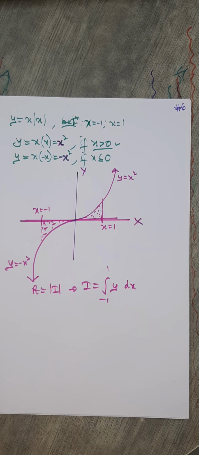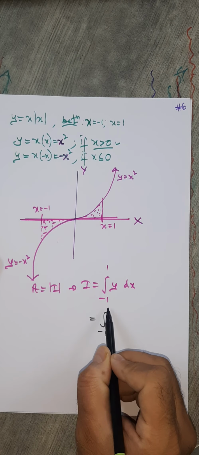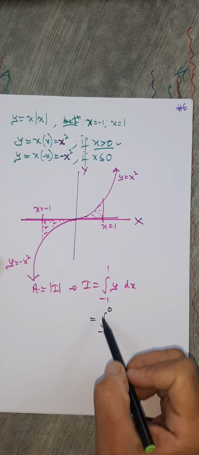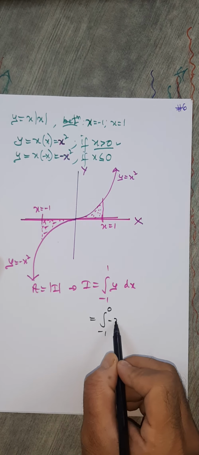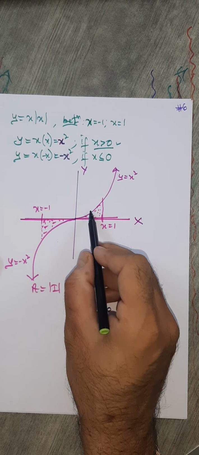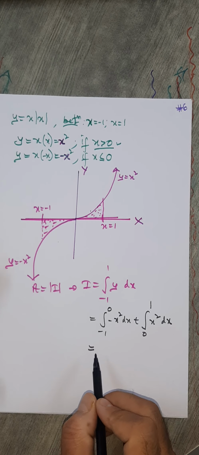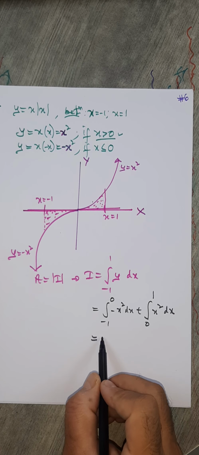Now actually this is I1 plus I2 you need to do. How will we do this? Minus 1 to 0, where x is negative, so you have minus x squared dx. And then 0 to 1, so positive, so you have x squared dx. You know all these things. Just integrate it and simplify.